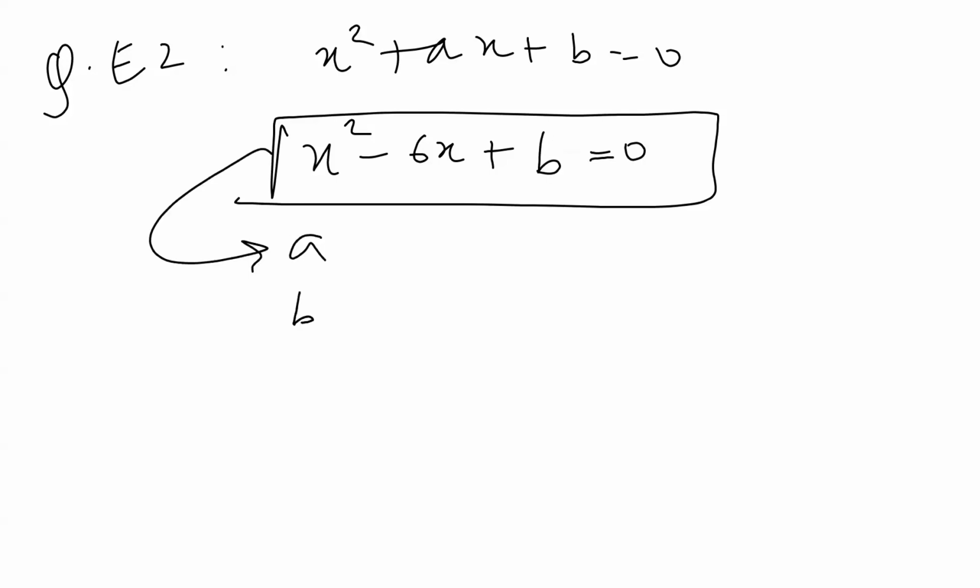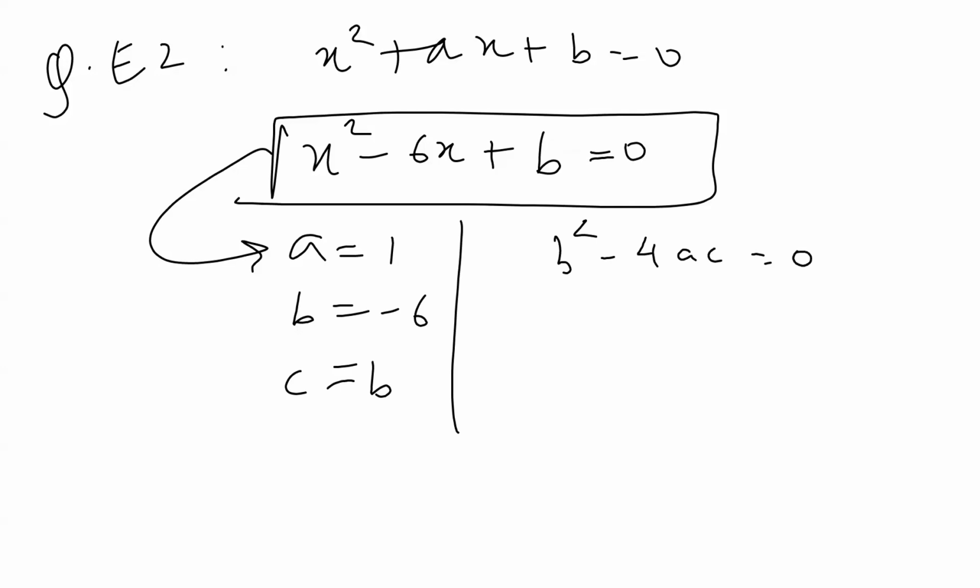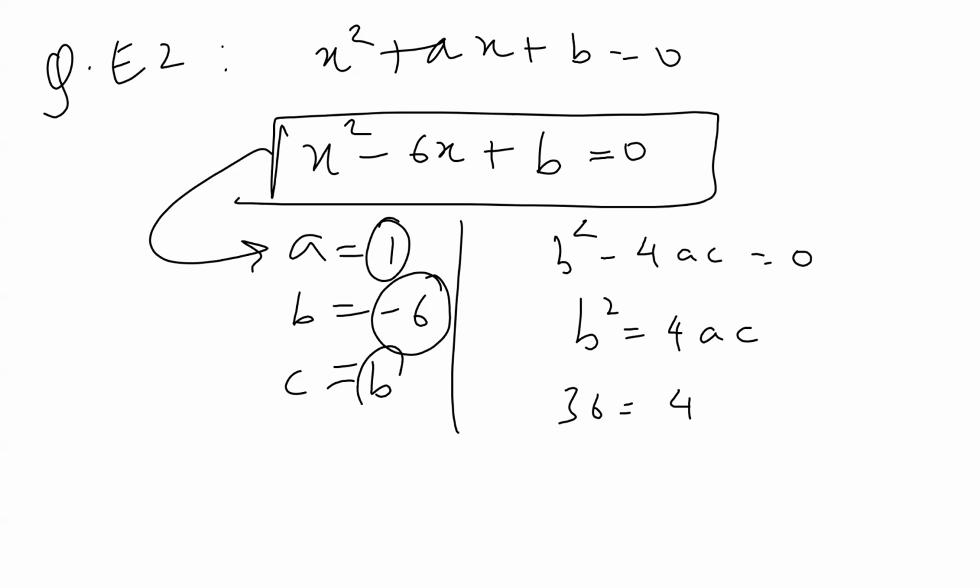Okay. So we'll find out a, b and c for this. This a, b and c are different. A is 1, b is minus 6, and c is b. So here the roots are equal. So b square minus 4ac is equal to 0 because the roots are equal. So b square is equal to 4ac. Now b is minus 6. So minus 6 square is 36. 4a is 1 and c is b. So b is equal to 9.